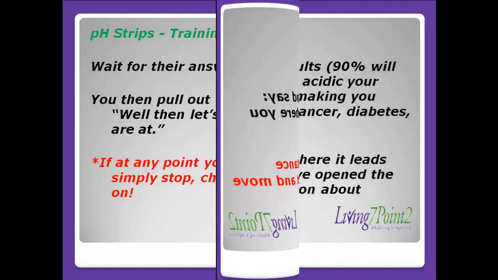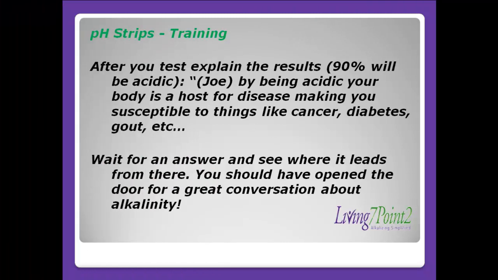So, test them and explain the results. And remember, 90% will be acidic. Here's what you say: "Joe, by being acidic, your body is a host for disease, making you susceptible to things like cancer, diabetes, gout, etc." Then wait for their answer and see where it goes from there. You should have opened the door for a great conversation about alkalinity.